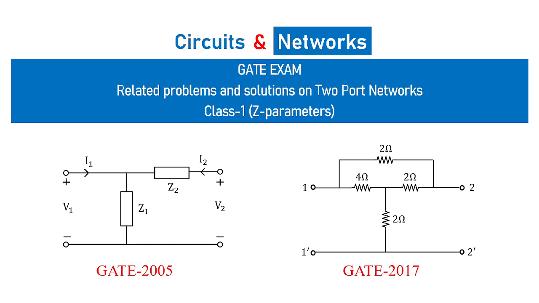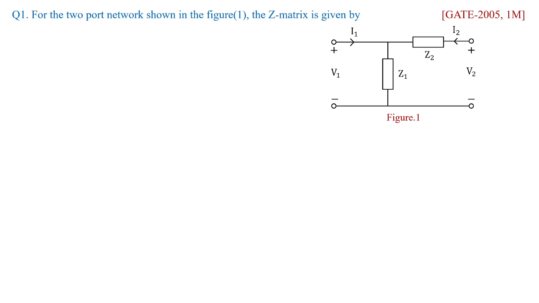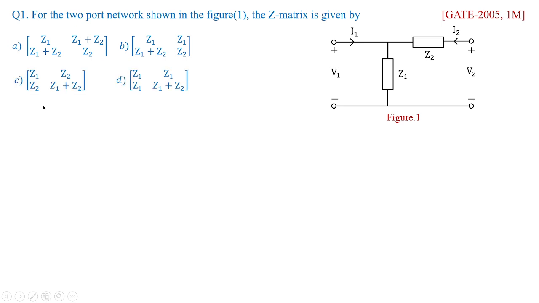Let us go with problem number one, that is, for the given network in figure 1, we need to calculate the Z matrix. And this was asked for GATE 2005 in 1 mark. The options were given as A, which is the matrix Z1, Z1 plus Z2, Z1 plus Z2, Z2, and B matrix is Z1, Z1, Z1 plus Z2, Z2. Similarly, the options C and D are given.